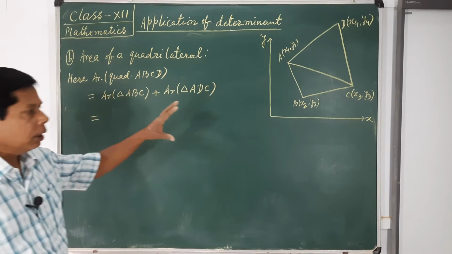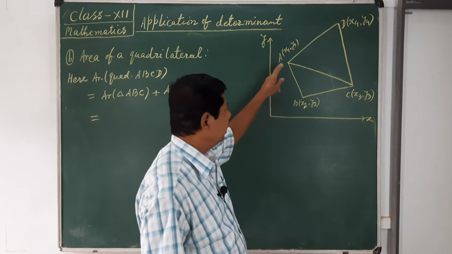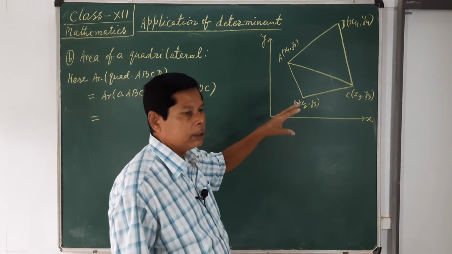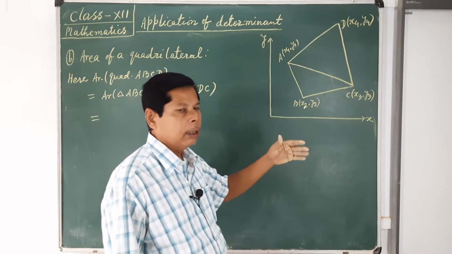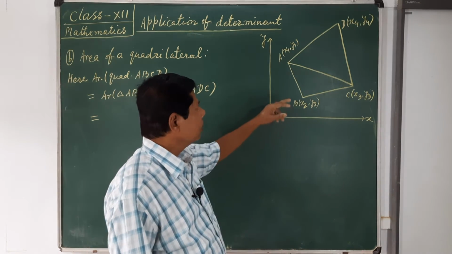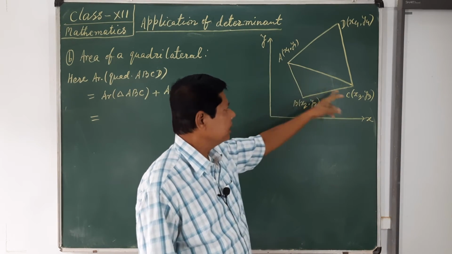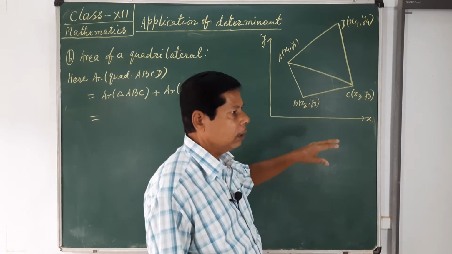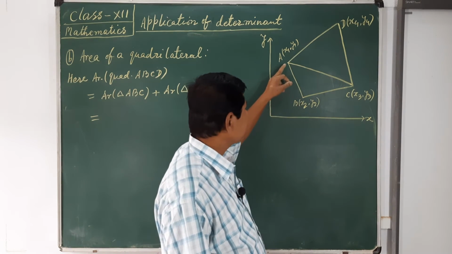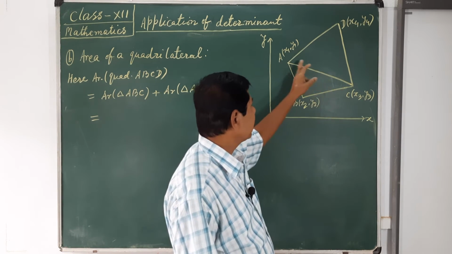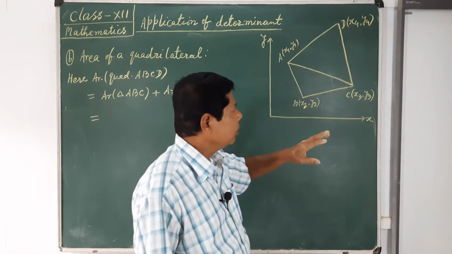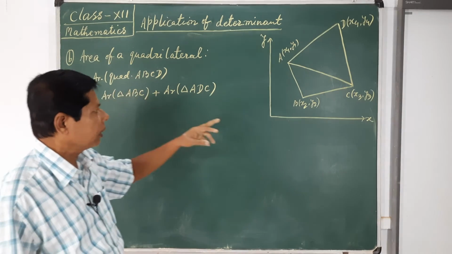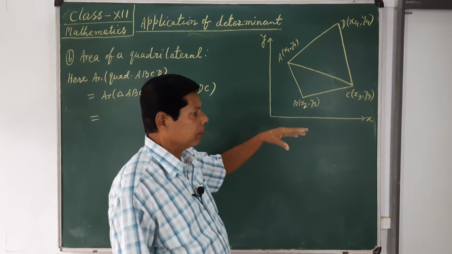Now, see, a quadrilateral ABCD is considered here. Then the area of this quadrilateral is to be obtained in terms of coordinates in the form of a determinant. Now, join any one of the diagonals; here AC is joined. Then this diagonal AC divides the given quadrilateral into two triangles. The first triangle is ABC, the second triangle is ADC.